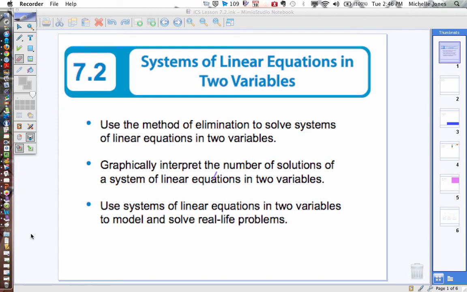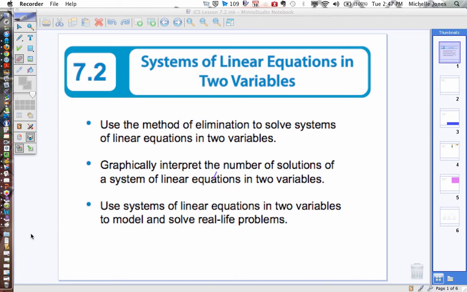All right, let's look at lesson 7.2, systems of linear equations in two variables. In our previous lesson, we used substitution and graphing to solve for our variables. In this lesson, we're going to use a method called elimination. Our objectives are to use the method of elimination to solve systems of linear equations in two variables, to graphically interpret the number of solutions of a system of linear equations in two variables, and to use systems of linear equations in two variables to model and solve real-life problems.